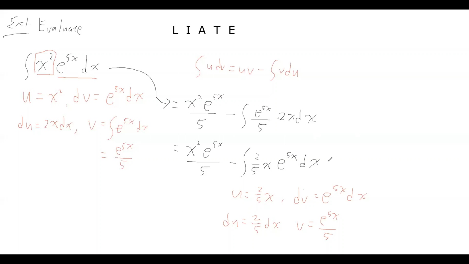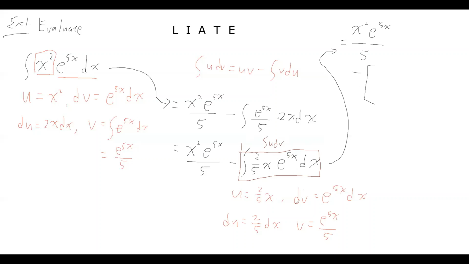And then let's go ahead and rewrite this. So the first thing, x squared e to the 5x over 5 minus, I'm going to move on to the next one, minus, put everything in a big bracket. All right, so this thing, I'm going to apply integration by parts again. So this whole thing right here is your new integral of u dv, right? So that's equal to uv minus the integral of v du.